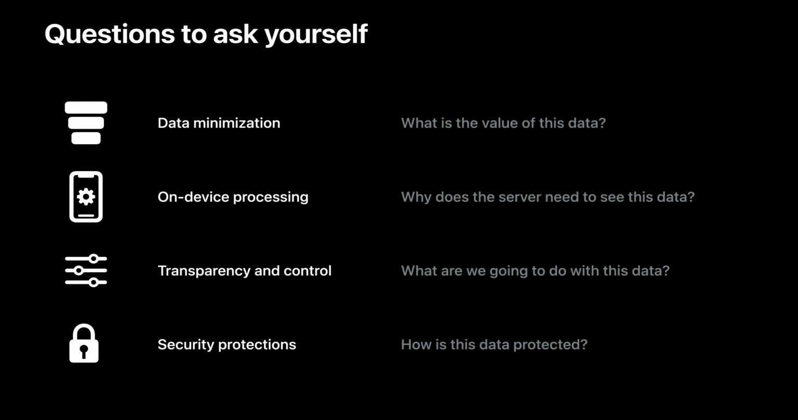In practice, these guidelines translate to a series of questions that you can ask yourself about your features. For data minimization, do I need this data in order to make my feature great? For on-device processing, why does the server need visibility into this data? For transparency and control, what are we going to use this data for, and how do we communicate that to people? And finally, for security protections, how is this data protected in transit and at rest?